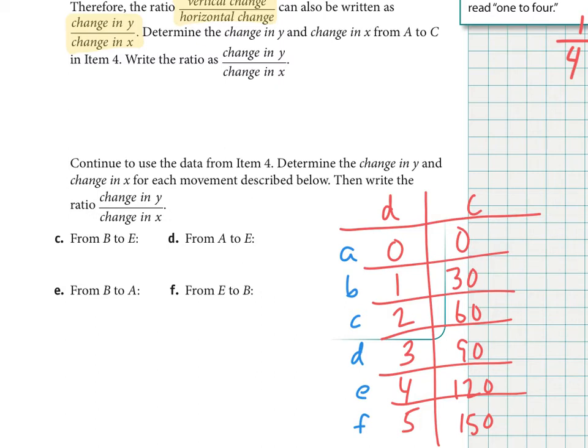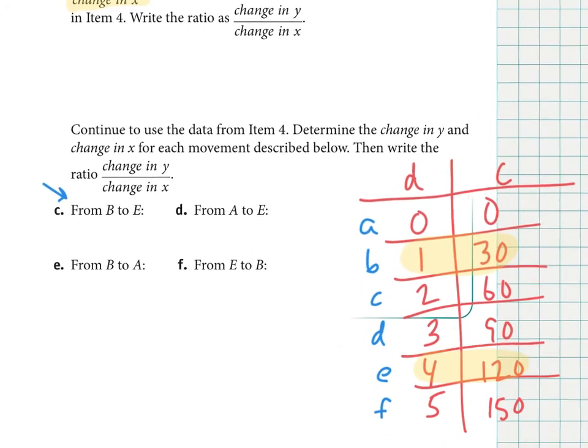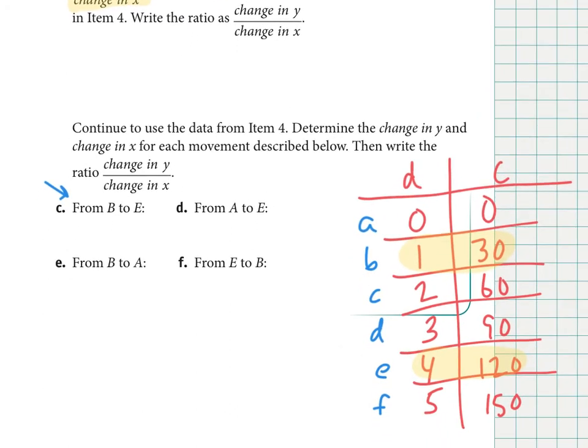So to get from point B to point E, let's just highlight those. Point B was 1 day, it cost $30. And point E was 4 days, it cost $120. The change in y over the change in x. Let's think about that. From point B to point E, remember that the x was the days, the y variable was the cost. So the y values to get from 30 up to 120, that went up. You can always find the change by subtracting. So 120 minus 30, it went up $90. And the number of days, the change in x, went from 1 to 4. That's a change of 3. Okay, 90 over 3.